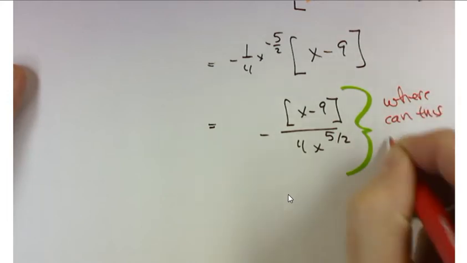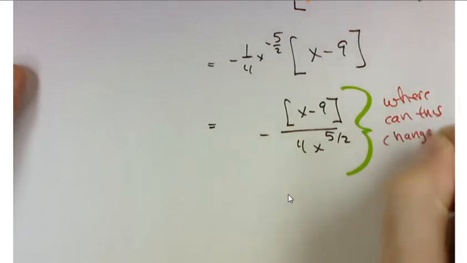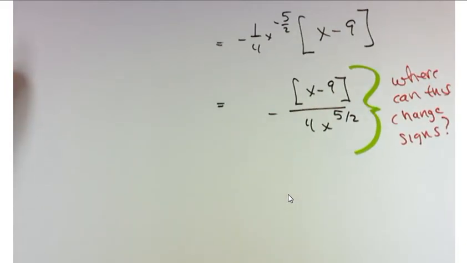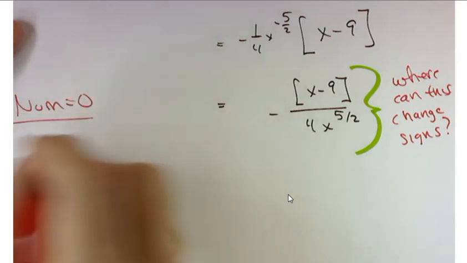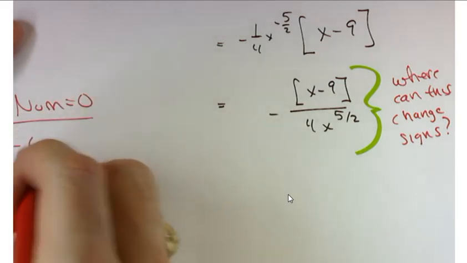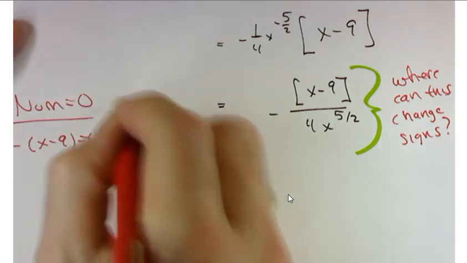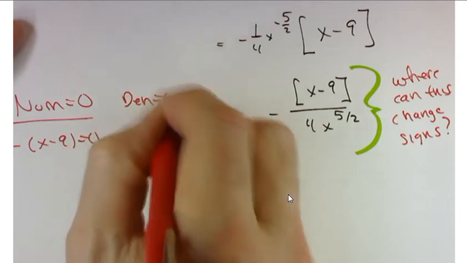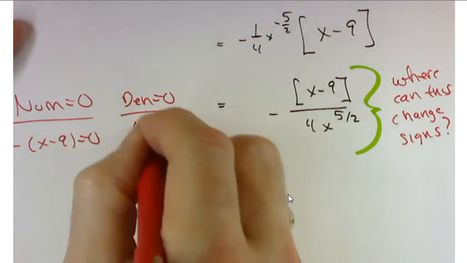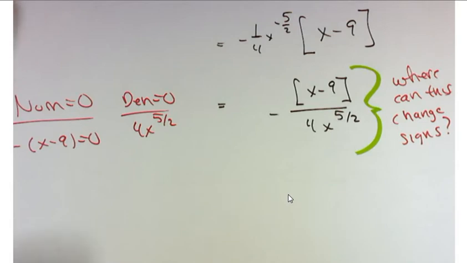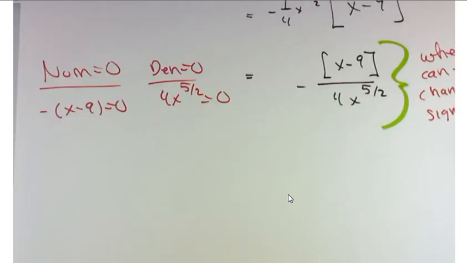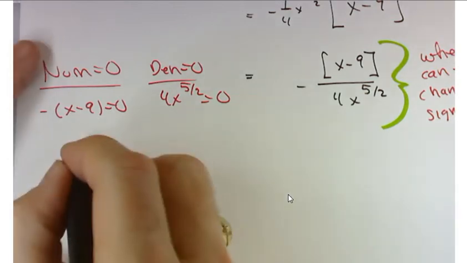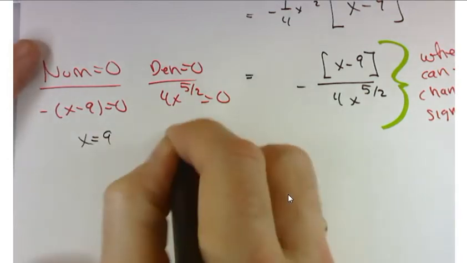All right, so let's set the numerator equal to 0. So the numerator equals 0 is going to be at minus of x minus 9 equals 0. And the denominator equals 0 is going to be 4x to the 5 halves equals 0. And I'm going to get two solutions here. X equals 9 and x equals 0.